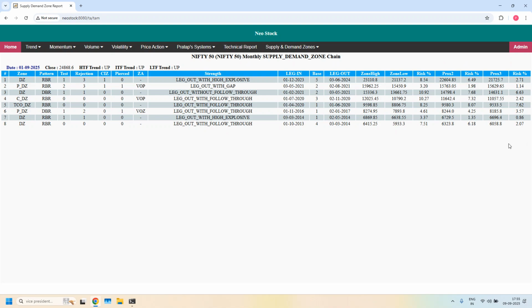In any supply demand zone chain report, always look into the zone column to find the high liquidity zones. Look into the pierced column to find the pierced zones. Also look into the LTF trend to find the trend of the current time frame you have selected. And one time frame higher is ITF and one more time frame higher is HTF. You already learned those points.